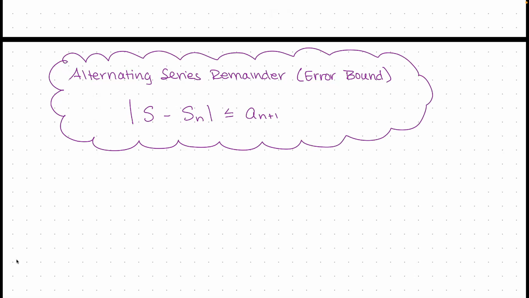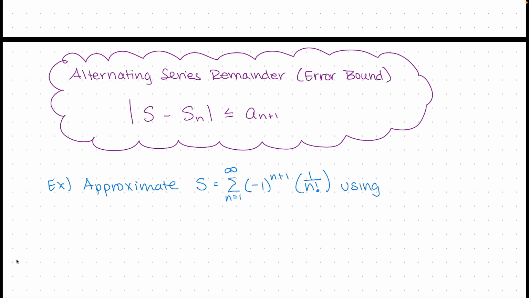But let's take a look. Example. Let's first start by approximating. So approximate the sum, which is defined by this infinite series as n goes from 1 to infinity, of (-1)^(n+1) times 1 over n factorial, using the first 6 terms. I'm grabbing a calculator.